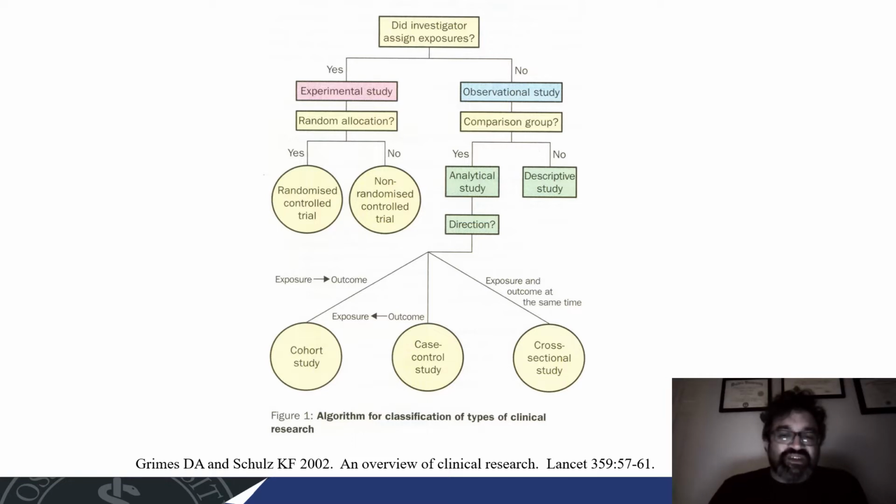So comparison groups, either an analytical study or a descriptive study. And then in the analytical study, the direction, depending on the exposure to outcome, becomes a cohort study. In a case control study, you go back to looking for the exposure, and then in a cross-sectional study, the exposure and outcome are taking place at the same time. Many people devalue the power of cross-sectional studies, but cross-sectional studies are extremely important observational studies.